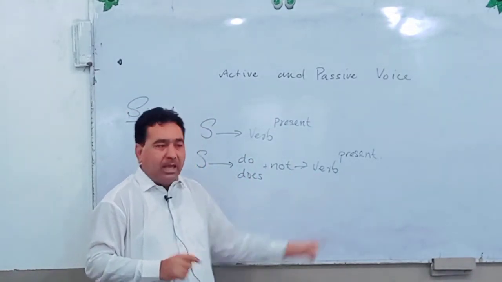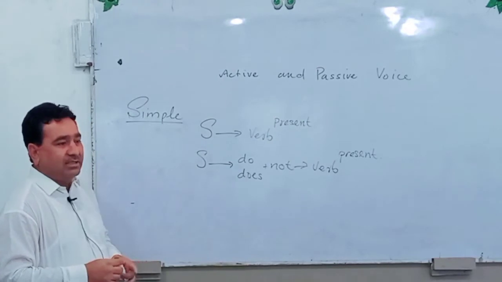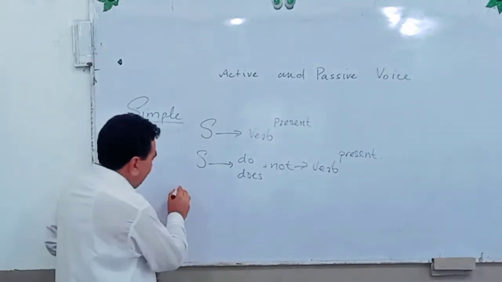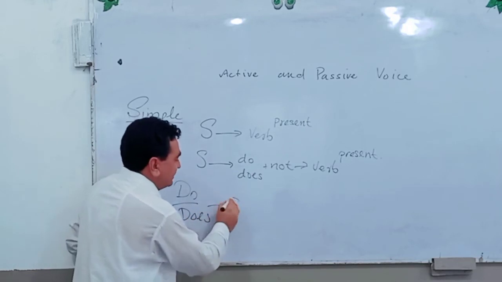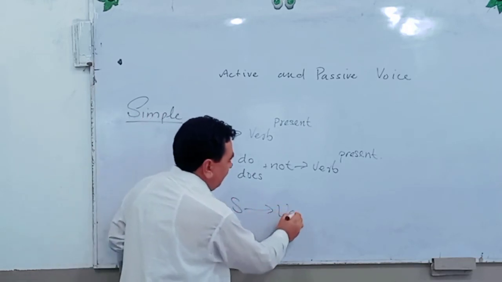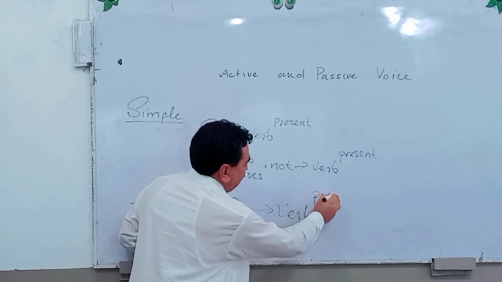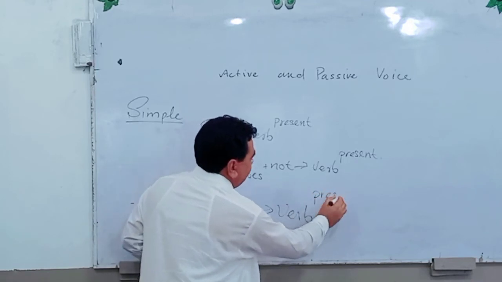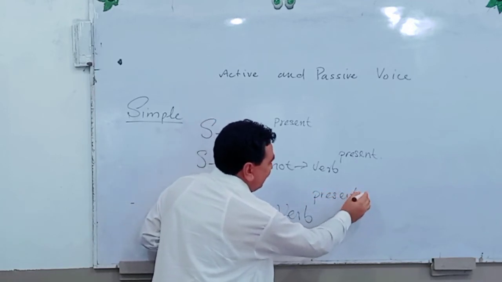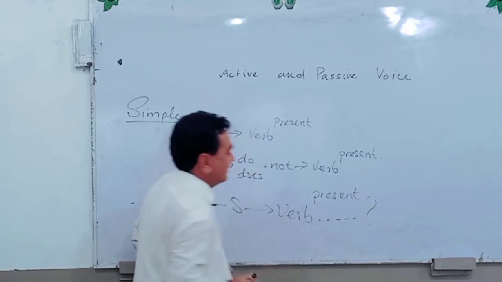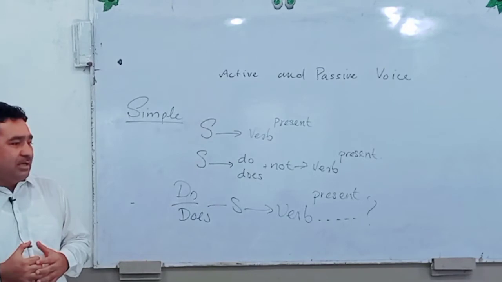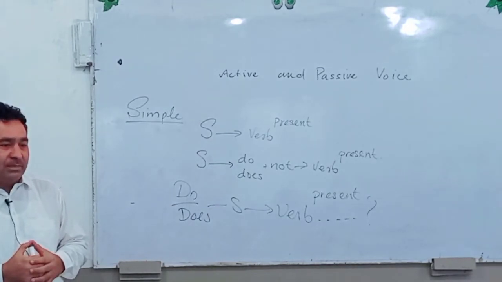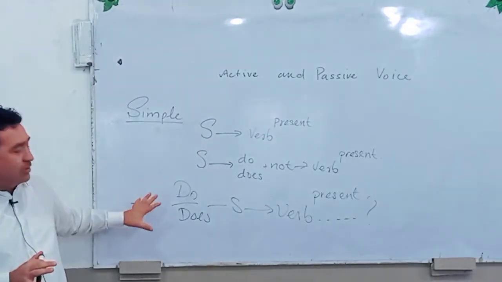Clear now? Yes, sir. And then we have the question sentences or interrogative. Put do or does at the start of the sentence, then the subject and then the verb. Which form? Present. And then followed by whatever comes after it, but at the end of the sentence there should be a question mark or a sign of interrogation. Clear? This is the structure of the tense.